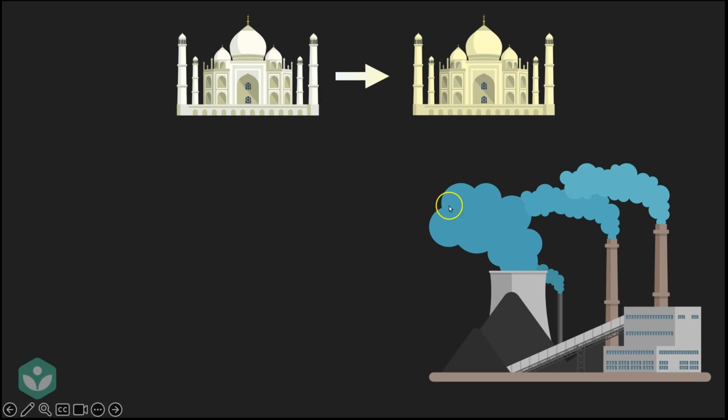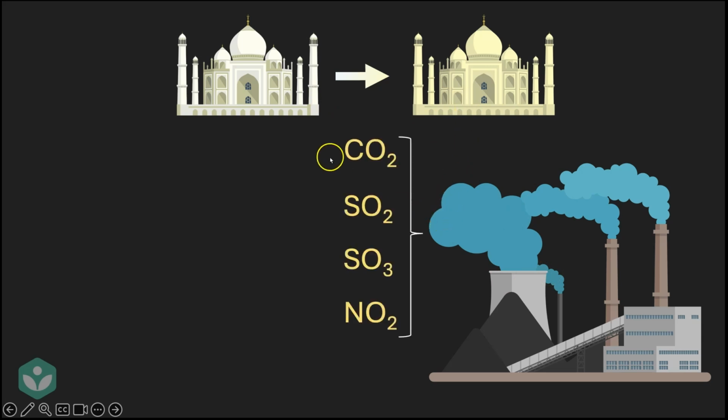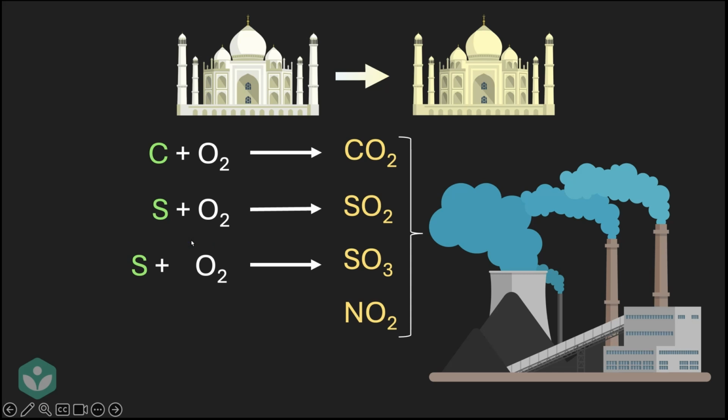Let's find out. The smoke from factories and vehicles contains the oxides of nonmetals. These oxides are formed when nonmetals are burnt in the presence of oxygen. When you burn carbon in the presence of oxygen, you get carbon dioxide. When you burn sulfur in the presence of oxygen, you get the oxides of sulfur. Let me just balance this second equation here. There you go. When you burn nitrogen in the presence of oxygen, you get the oxides of nitrogen.